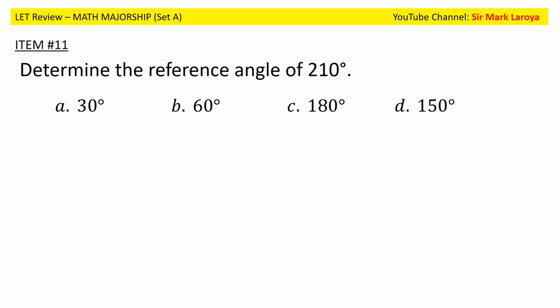Item number 11. Determine the reference angle of 210 degrees. A, 30 degrees. B, 60 degrees. C, 180 degrees. And D, 150 degrees.